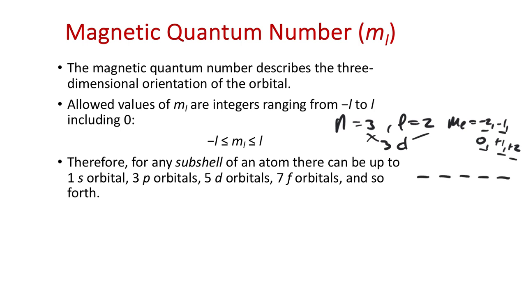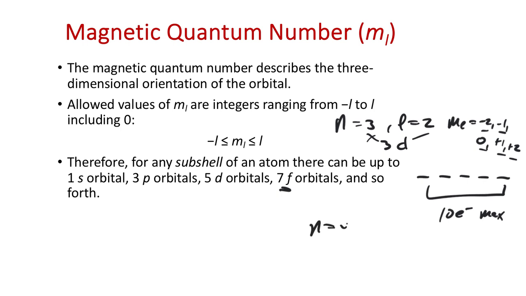Each orbital can take 2 electrons, so this is 10 electrons max in the 3D subshell. That's why we have blocks of elements where the transition metals are 10 elements across. The transition metals are filling their electrons into D subshells as their last subshells. And later, when we get into F orbitals, we'll see there are 7 possible F orbitals for an F subshell.